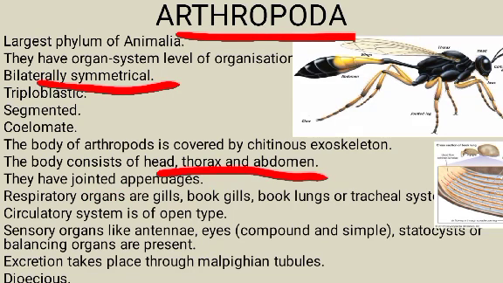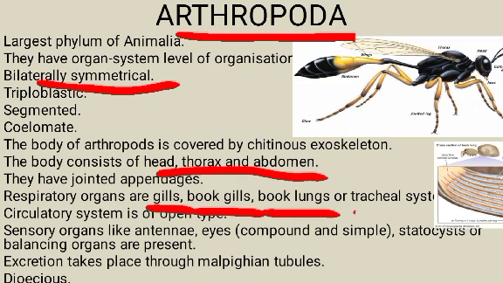Then the respiratory organs. Different types of respiratory organs are there in the different types of organisms which come under the Arthropoda. So what are they? The aquatic arthropods will have gills or book gills. Then terrestrial ones will have book lungs. So this is the diagram of book lungs. Then the tracheal system. So these are the respiratory organs present in Arthropoda: gills, book lungs, or a tracheal system.